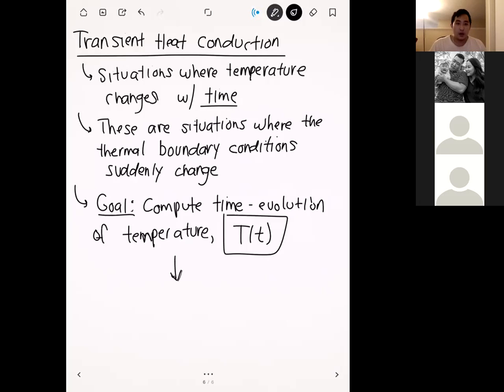Okay, because just like what I just mentioned, in reality, solving general time-dependent temperature distributions is something that's really difficult since it's a partial differential equation. But if we make a lot of assumptions, we come across a method which is called the lumped capacitance method.